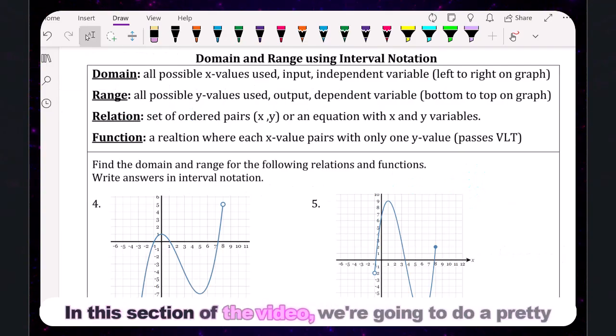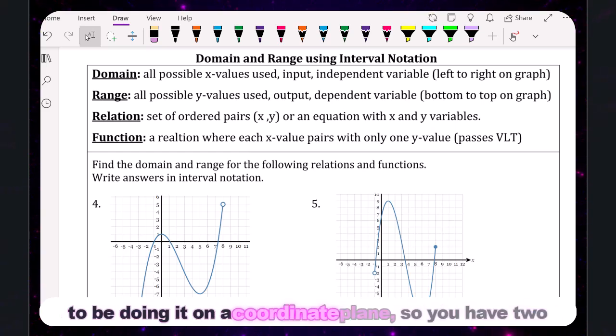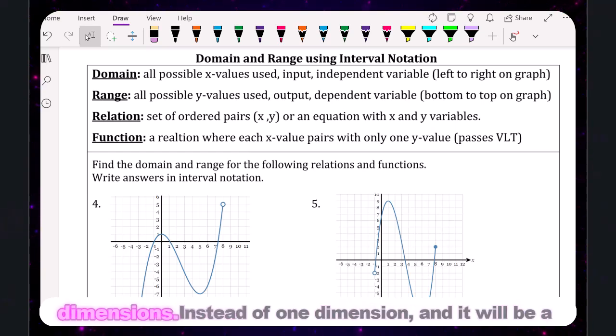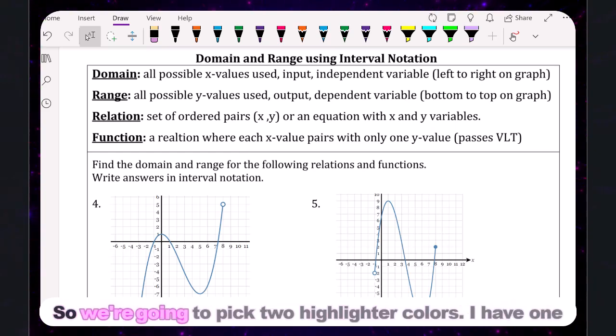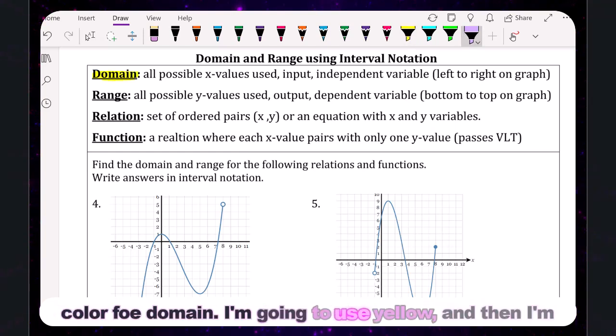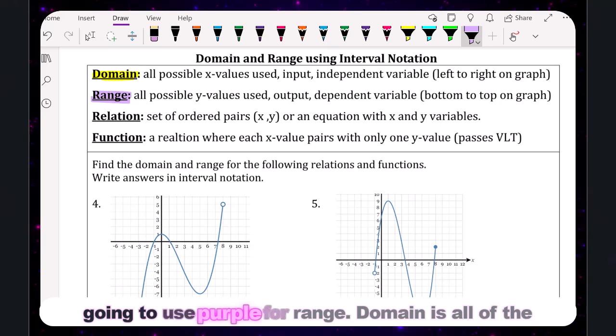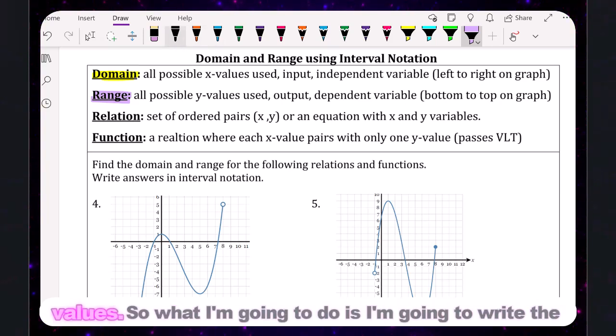So in this section of the video, we're going to do a pretty thorough review of domain and range, but we're going to be doing it on a coordinate plane. So you have 2 dimensions instead of 1 dimension, and it will be a continuous graph. So we're going to pick 2 highlighter colors. I have one color for domain. I'm going to use yellow, and then I'm going to use purple for range. Domain is all of the possible x values, and then range is all of the possible y values.